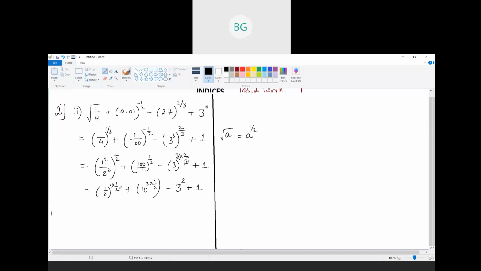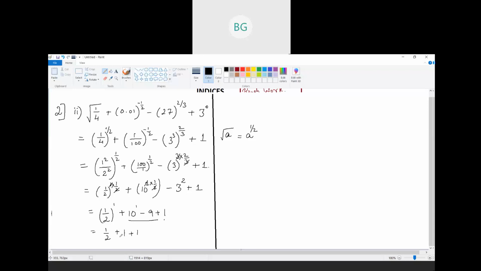Right? Now in this step we can see here we can cancel 2, we can cancel here 2. So what we get is 1 upon 2 to the power 1 plus 10 to the power 1 minus. Now 3 square is 9 plus 1. Right? So this I can write it as 1 by 2 plus. Now 10 minus 9 is 1. Right? 1. So this I simplified, I wrote it as 1 and this plus 1 as it is.